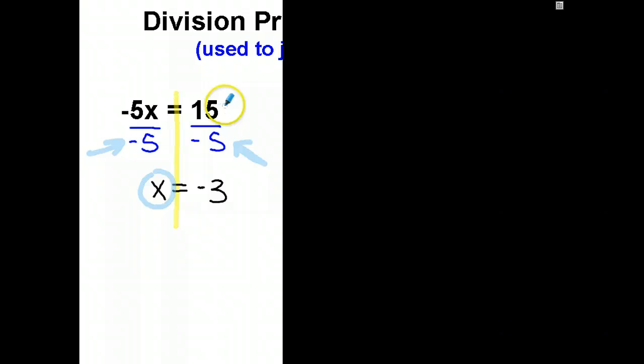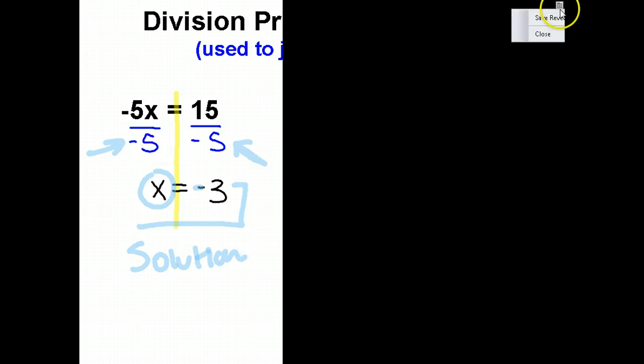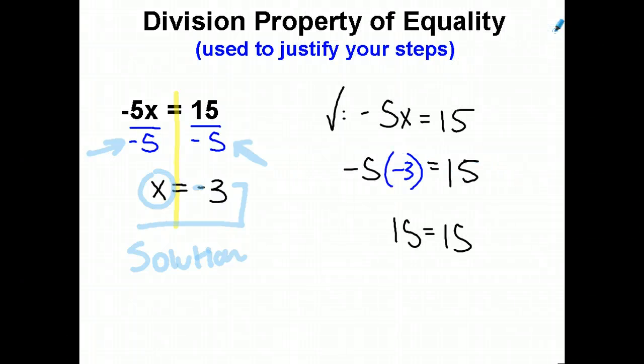And a positive divided by a negative, remember, always equals a negative. And 15 divided by 5 would give us 3. So what that tells us is that this is our solution. Now we need to double check that solution. So we come over here and we give a check.